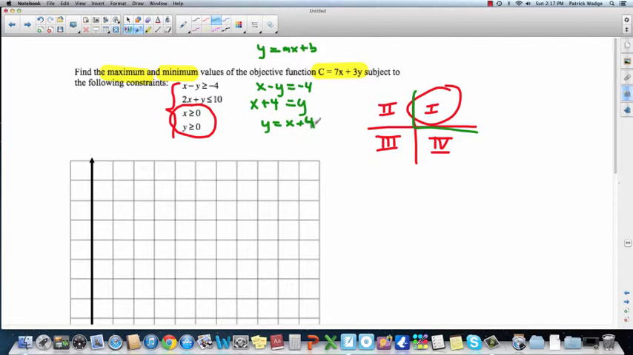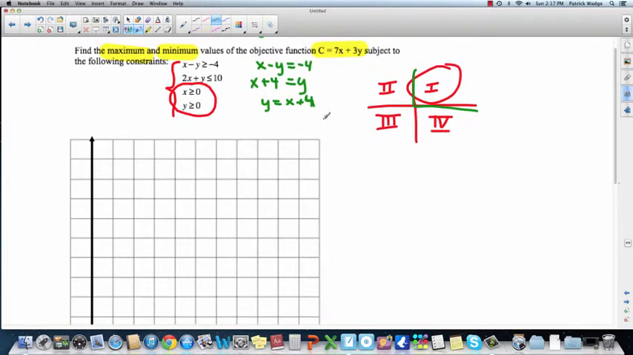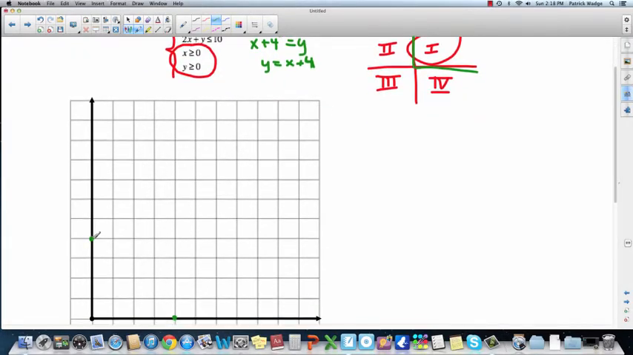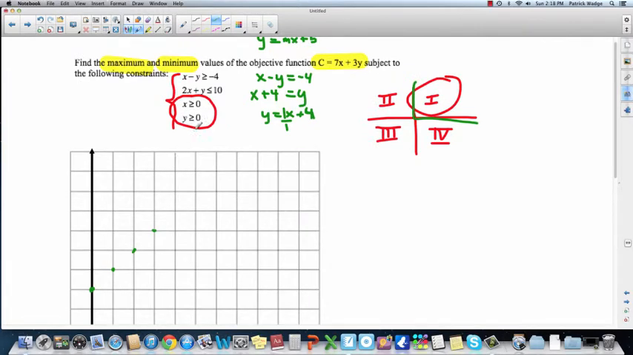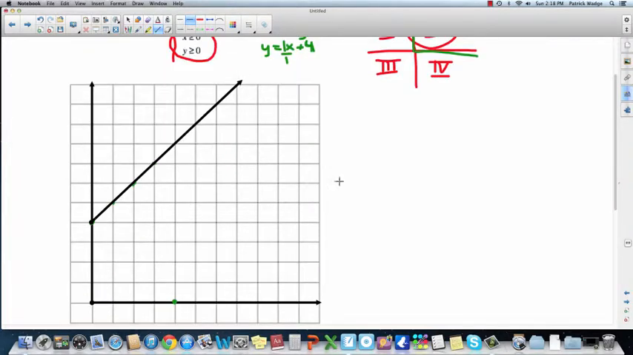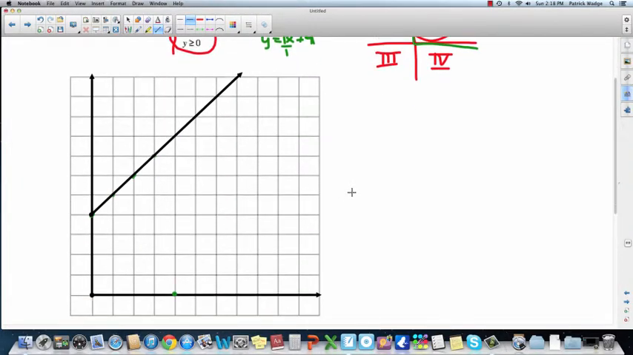What's the y-intercept? 4. So I go to 4 and put a dot. And what is the slope? 1, or 1 over 1. So up 1 over 1, up 1 over 1, etc. I'm going to draw my line. Should I do a solid line or a dotted line? Well, it's greater than or equal to, so it has to be a solid line. Great. Let's worry about the shading after.